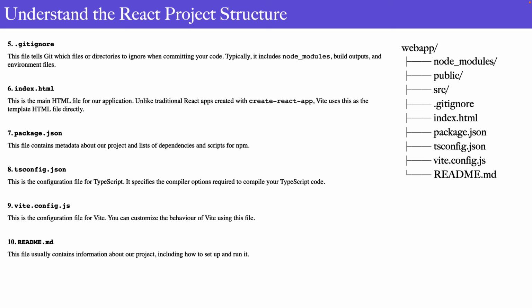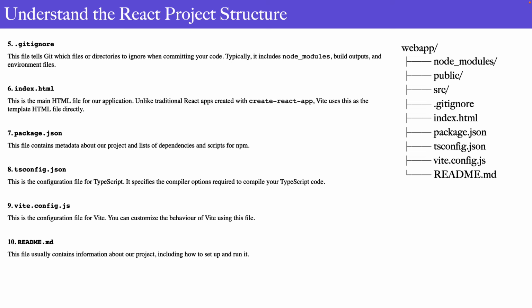Next is the readme.md file. This usually contains the information about our project, how we can run the project, and how we can build the project. You can also add instructions on how we can run the application inside this readme.md file.